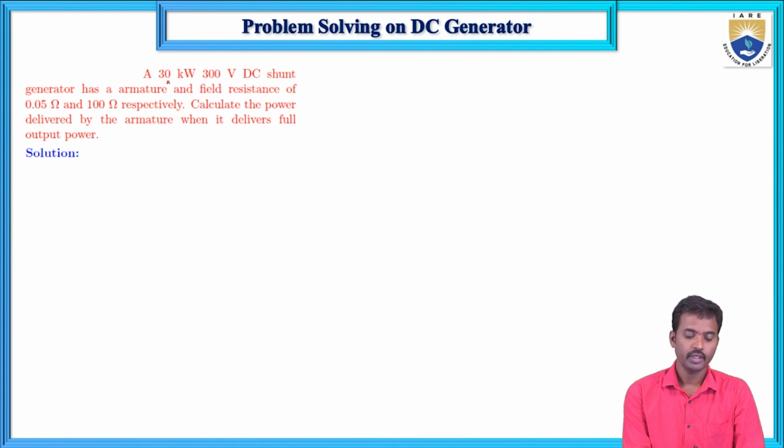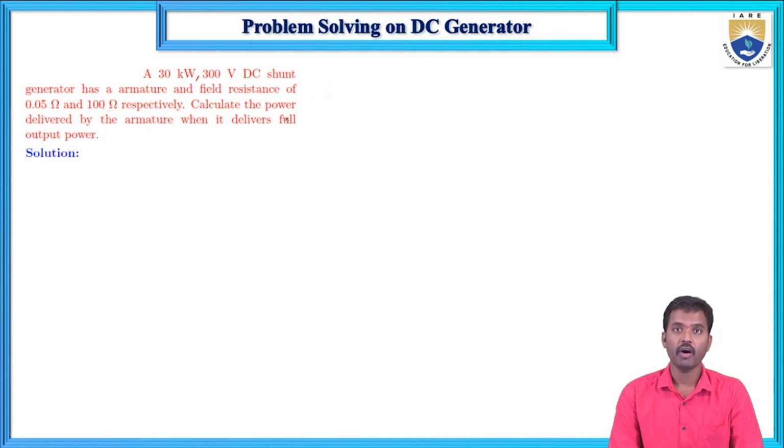Now the next problem. Second problem: a 30 kilowatt, 300 volt DC shunt generator has an armature resistance of 0.05 ohms and a shunt field winding resistance of 100 ohms respectively. Calculate the power delivered by the armature when it delivers the output power.